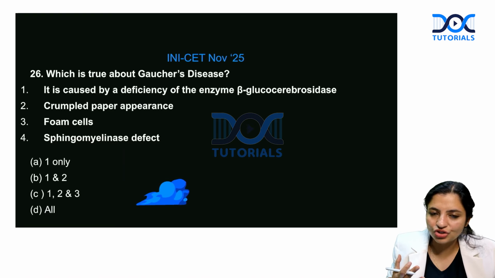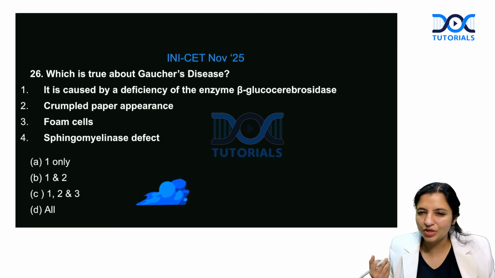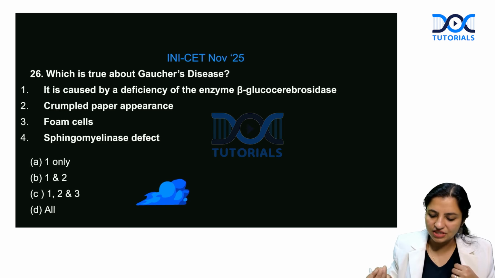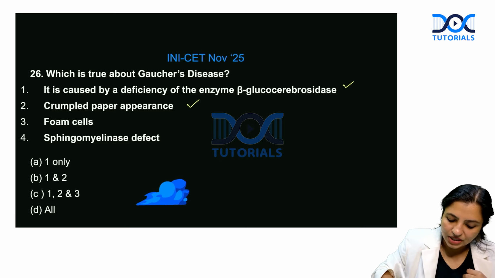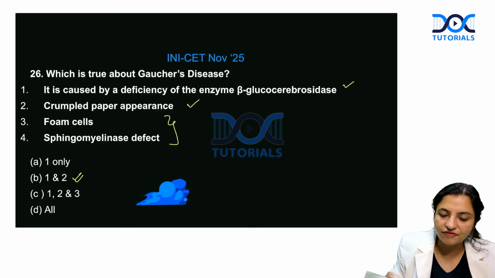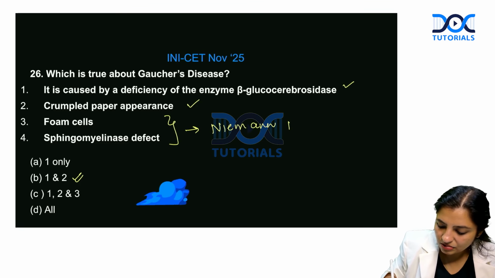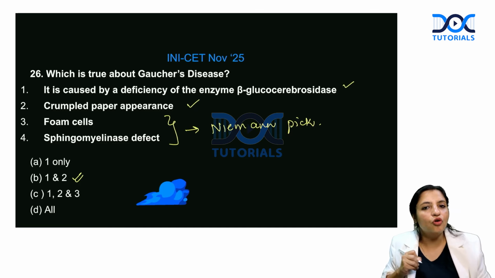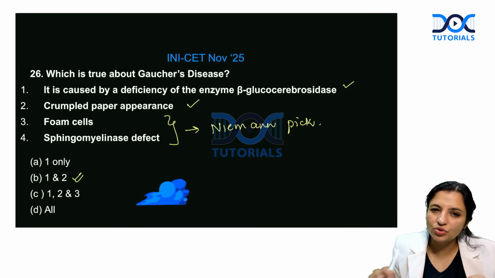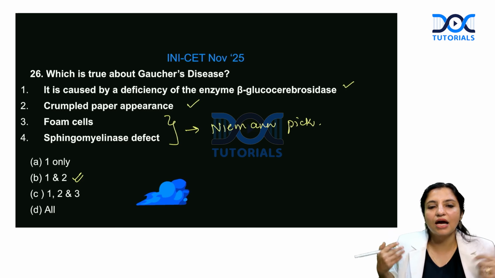Okay, so this was Gaucher, which is always a question. Either they will give you crumpled tissue paper appearance, or they'll ask you which gene is defective. So remember that it is caused by a defective beta glucocerebrosidase gene, its deficiency, and it shows crumpled tissue paper appearance. That is very typical of Gaucher. Foam cells and sphingomyelinase defect, this is very characteristic of Niemann-Pick disease. Niemann-Pick disease will show you foam cells and a sphingomyelinase defect. That is one question which comes every time in the exam. So be very sure to know these crumpled tissue paper cells and these foam cells.